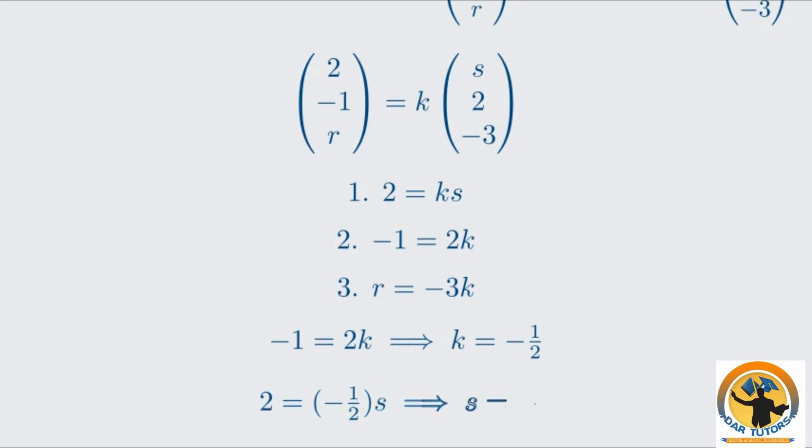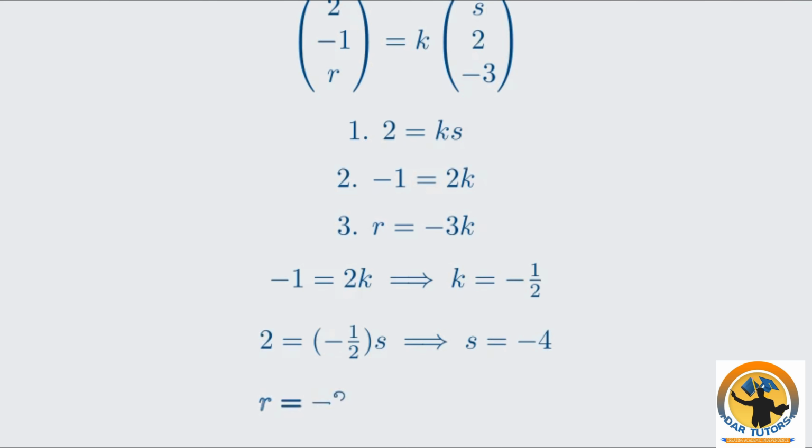Multiplying both sides by minus 2 gives us s equals minus 4. For the third equation, r equals minus 3 times negative 1/2. This simplifies to r equals 3/2. So by using the definition of parallel vectors, we found that s equals minus 4 and r equals 3/2. This demonstrates how to use the scalar multiple relationship to solve for unknown components.